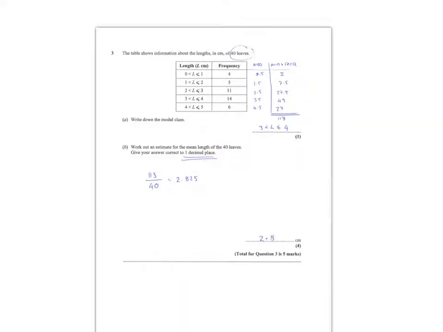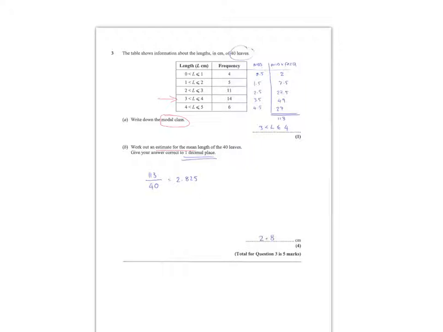The table below shows information about the length in centimeters of 40 leaves. In order to calculate the modal class, we need to look for the group with the highest frequency. Highest frequency is 14, therefore the modal class is the group where L is greater than 3, less than or equal to 4.